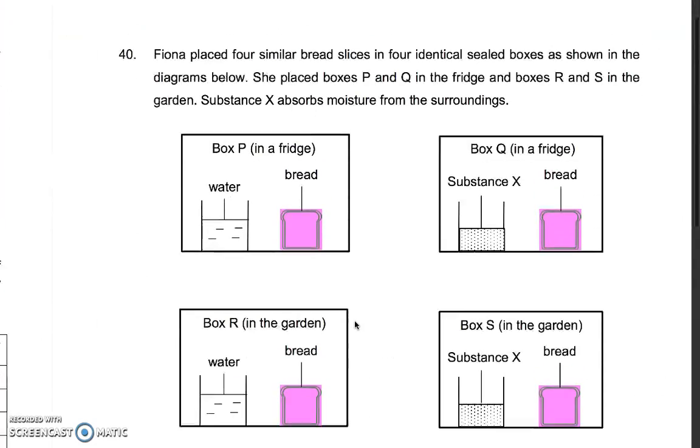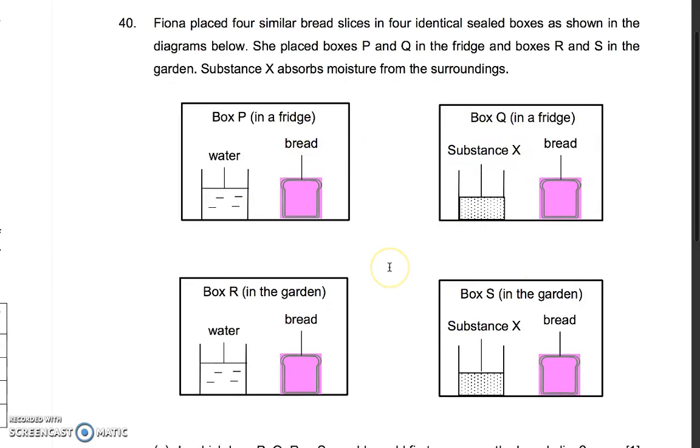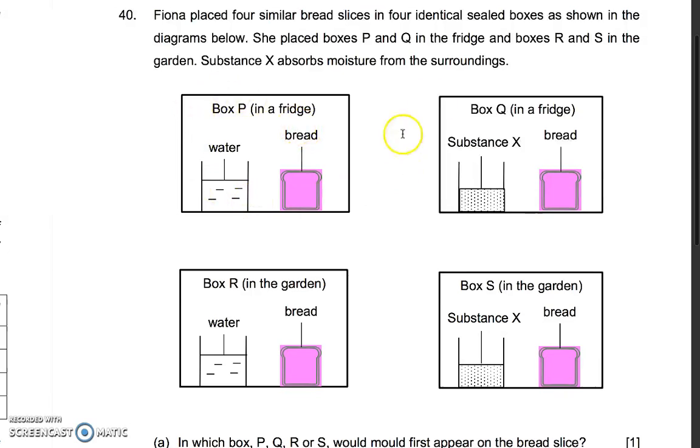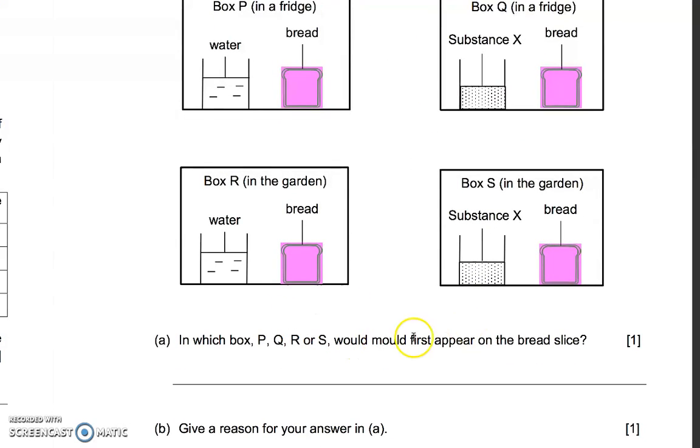Alright, question 40. Fiona placed 4 similar bread slices in 4 identical steel boxes as shown in the diagram below. So she placed P and Q in the fridge and R and S in the garden. Okay, so substance X is here to absorb moisture from the surrounding. So X is there to remove moisture. So in box P, Q, R and S, which mould appears first?